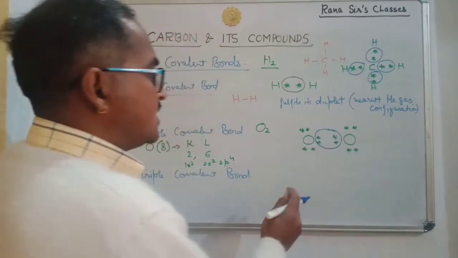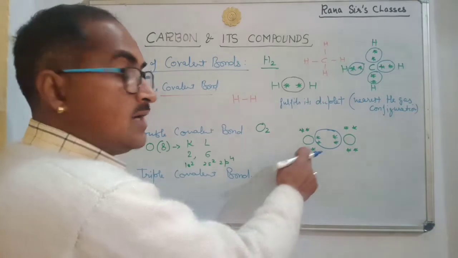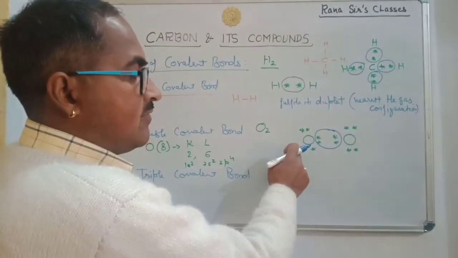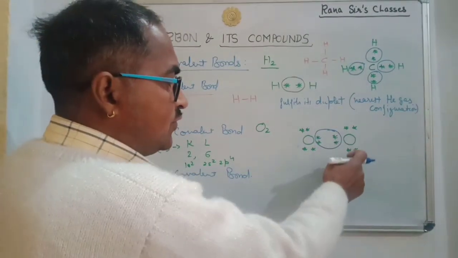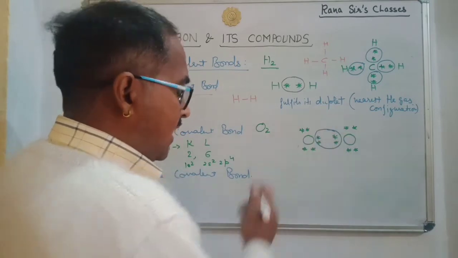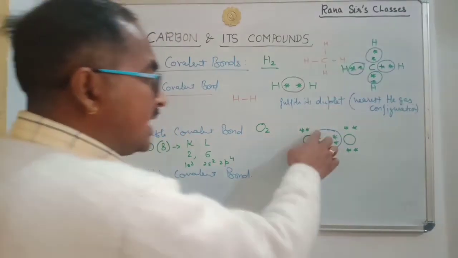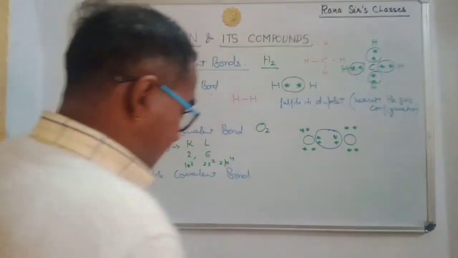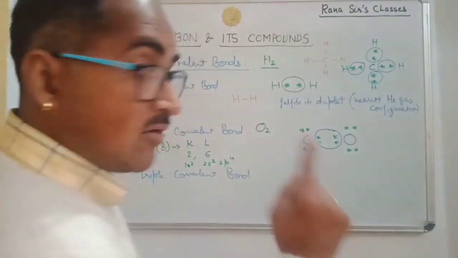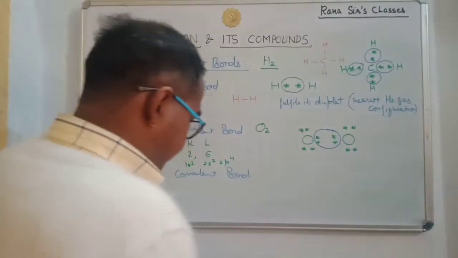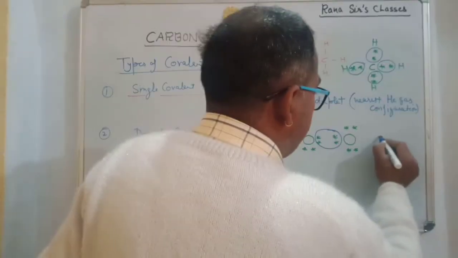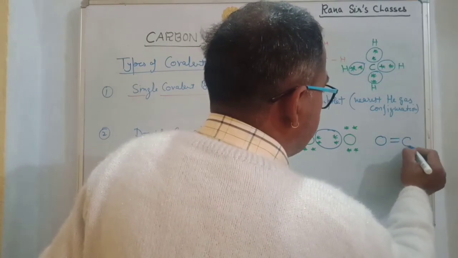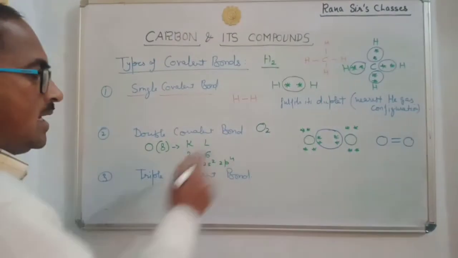Then what happens? 2 to 4 and 4, these 8 electrons are available for this, and 2 to 4 and 4, 8 are available for this oxygen. But here 4 electrons are there and 2 electrons make one bond, so the number of bonds will be double. So it will form a double bond. So it is a double covalent bond.